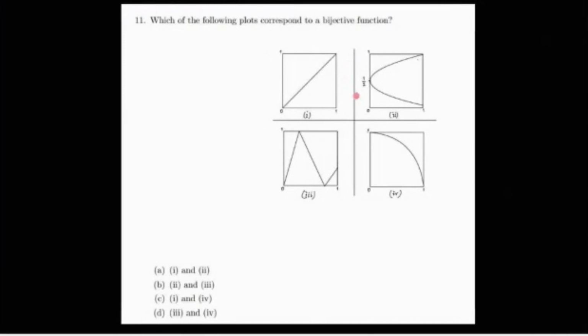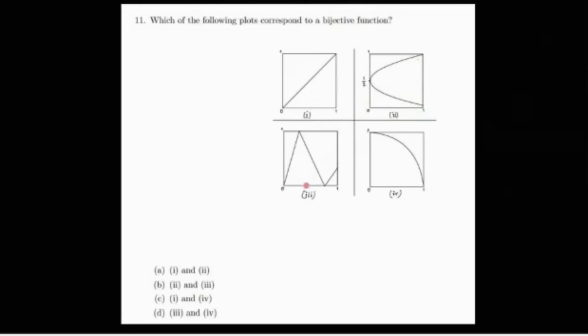Let's first check option 2. This particular graph does not even qualify to be a function. Why? Because it fails the vertical line test. If I draw a vertical line here, it intersects the curve at more than one point, which is not supposed to happen, so it disqualifies as a function. So obviously there is no point of talking about whether it's a bijective function or not. It's not even a function, so option 2 just gets ruled out.